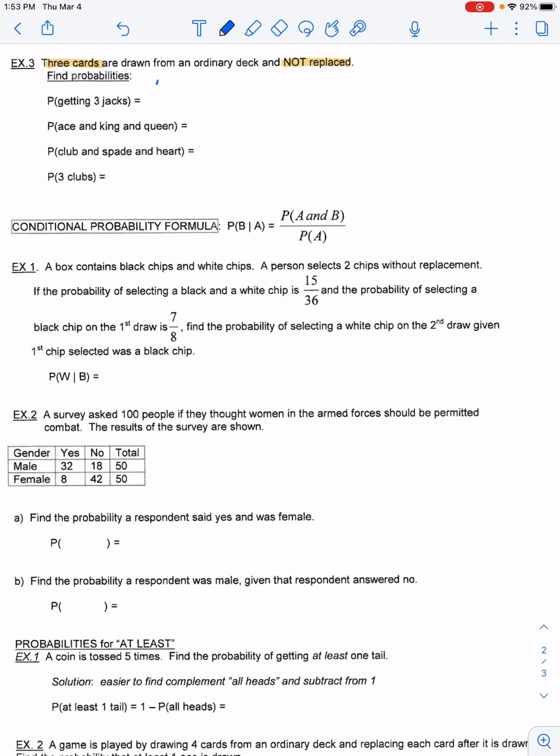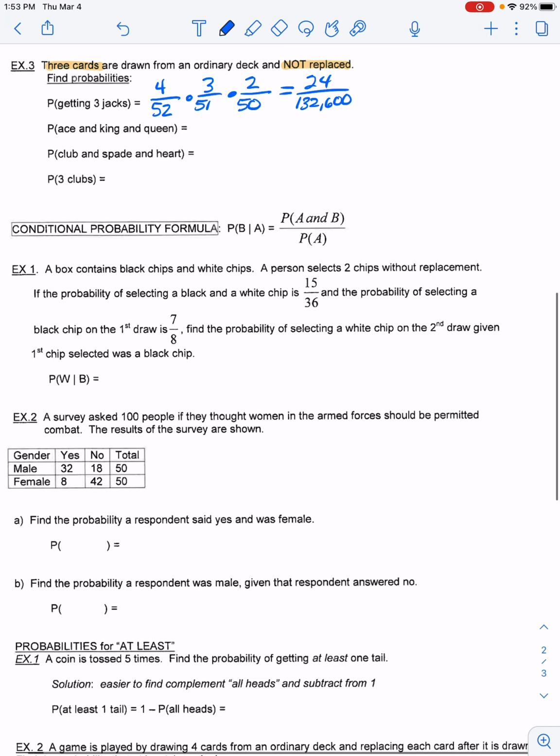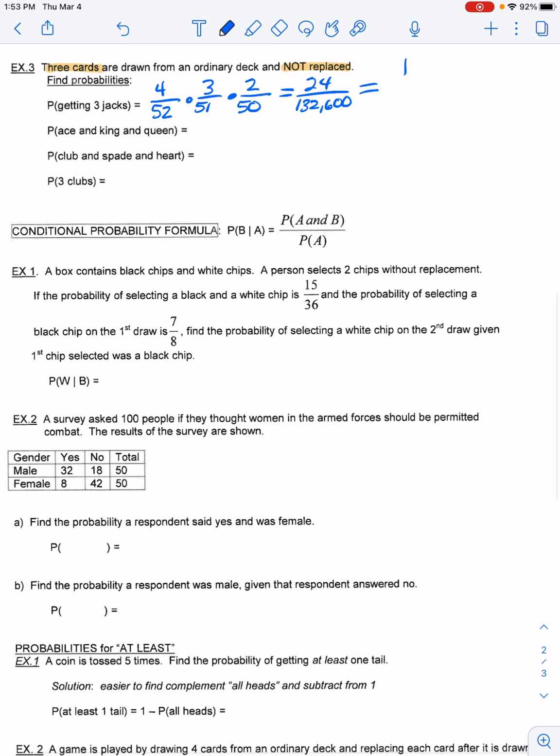Okay, so in a deck there are 4 jacks. We know there's 52 cards in the deck. So the first jack, 4 out of 52. You pick one, you throw it out. Now there's 3 jacks left out of 51 cards. Throw it out. 2 jacks left out of 50 cards. Multiplying all together, you get 24 over 132,600. And that actually reduces to 1 over 5,525. Okay, and you're done.